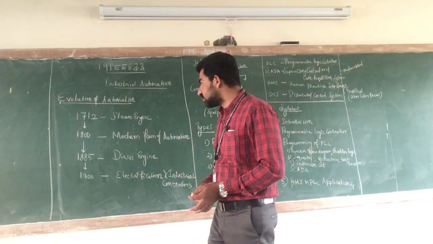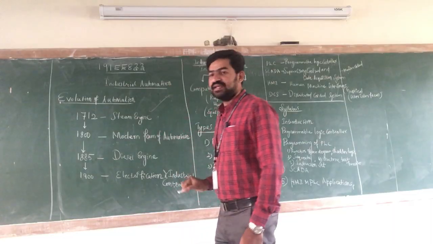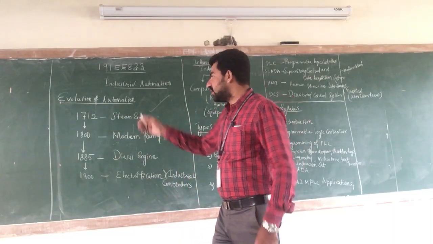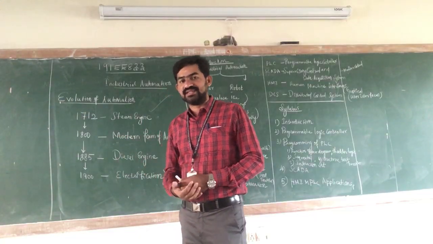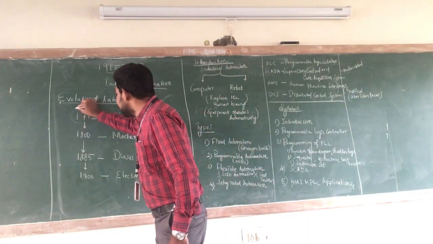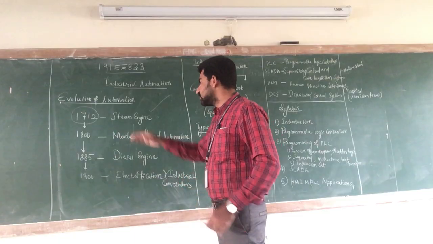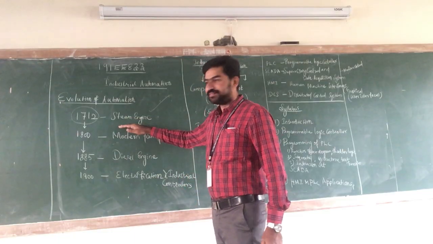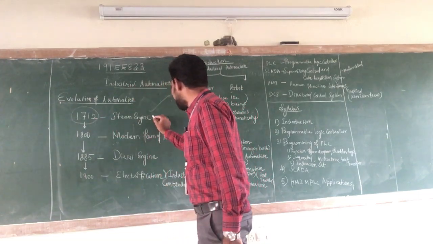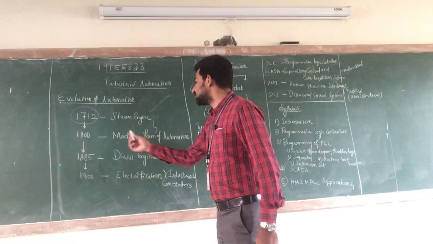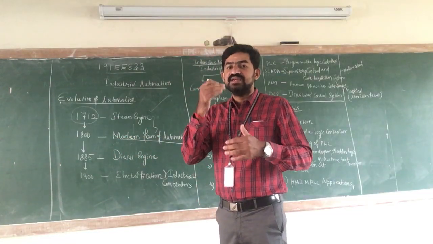The automation process started when people invented the steam engine. In 1712, people started the automation process, because that year they introduced a new technology: the steam engine. After that there was a gap of nearly 80 years, and then the second phase started, the modern form of automation. That is the evolution from the steam engine.